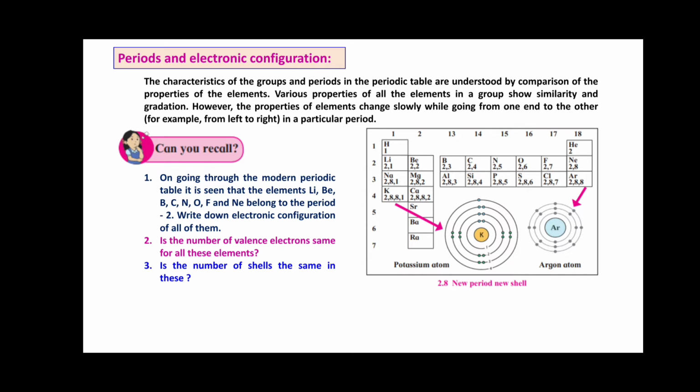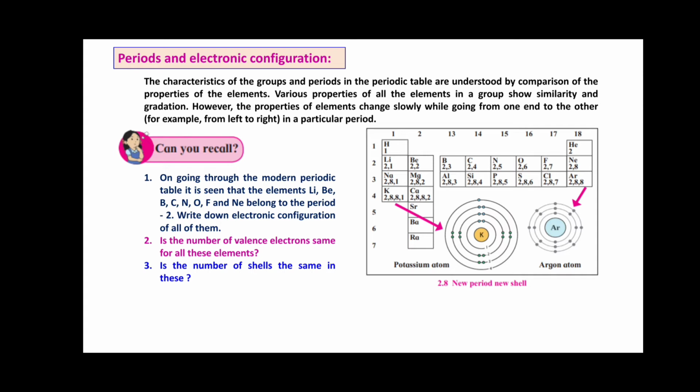Carbon, C, 6 is the atomic number, so 2, 4 is the electronic configuration, the distribution of the electrons. N, nitrogen, electron configuration is 2, 5. Oxygen, O, whose atomic number is 8, the electron configuration is 2, 6. F, fluorine, whose atomic number is 9, and its electron configuration is 2, 7. Next is neon, Ne, whose atomic number is 10 and the electron configuration is 2, 8.